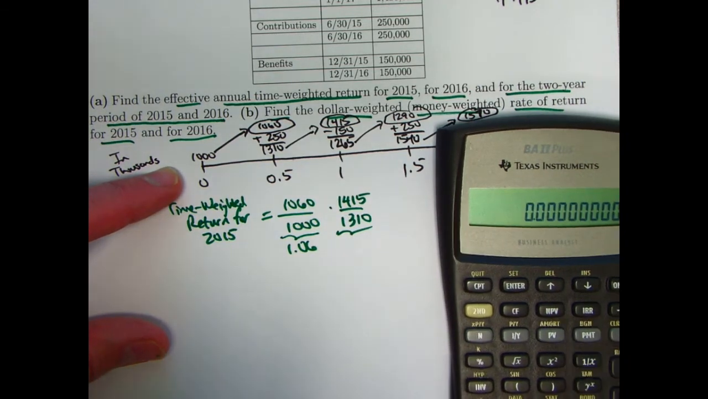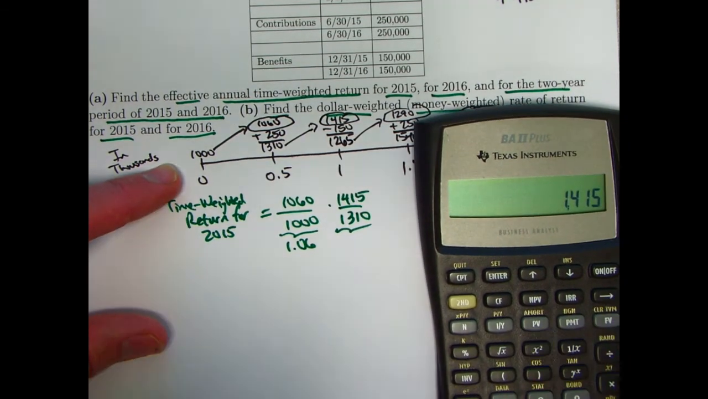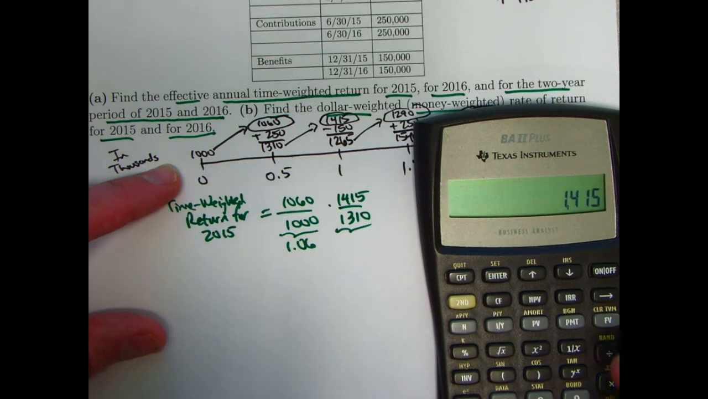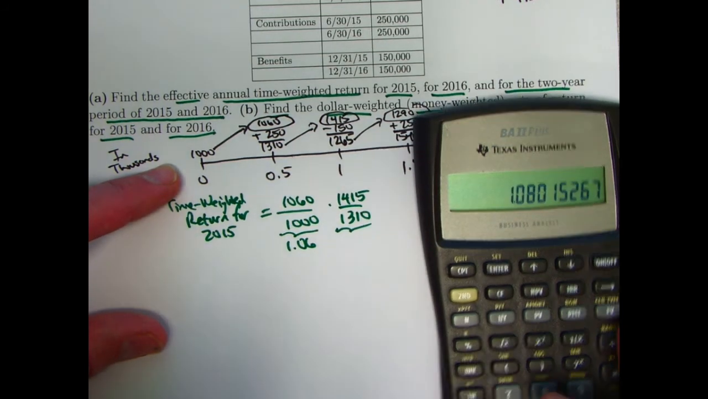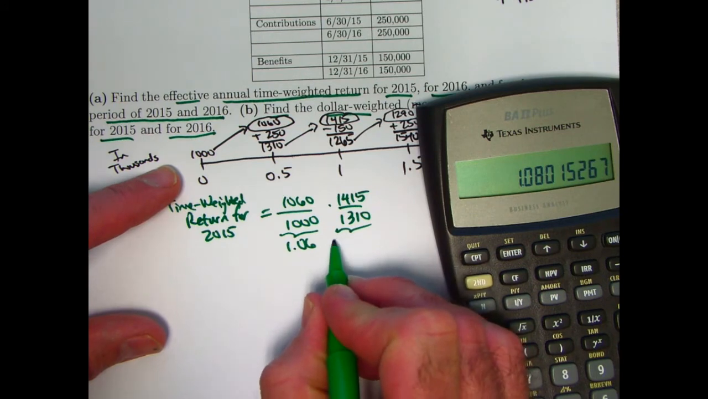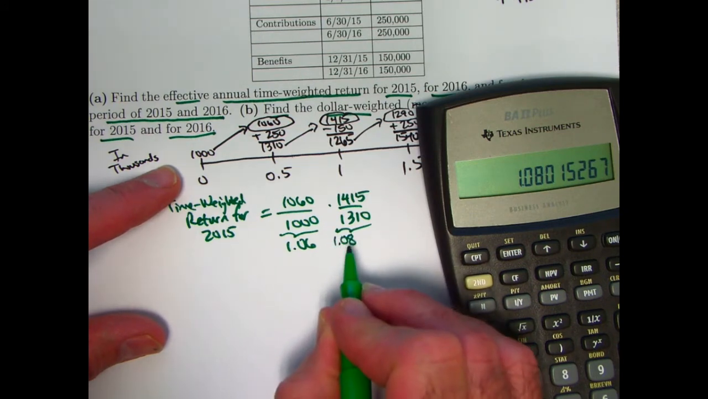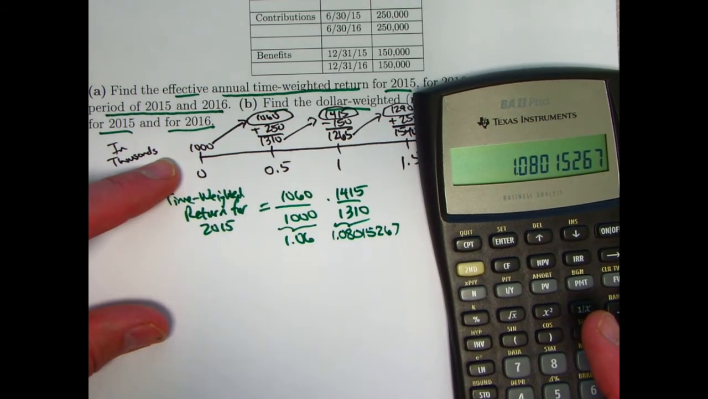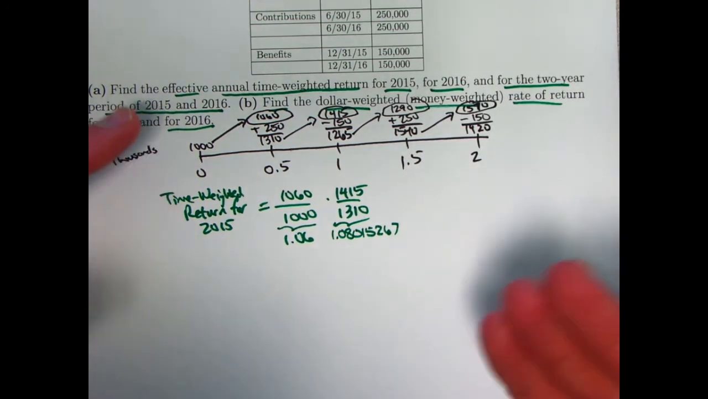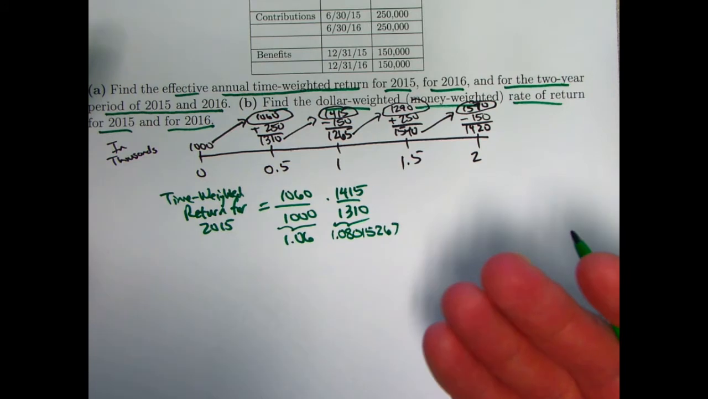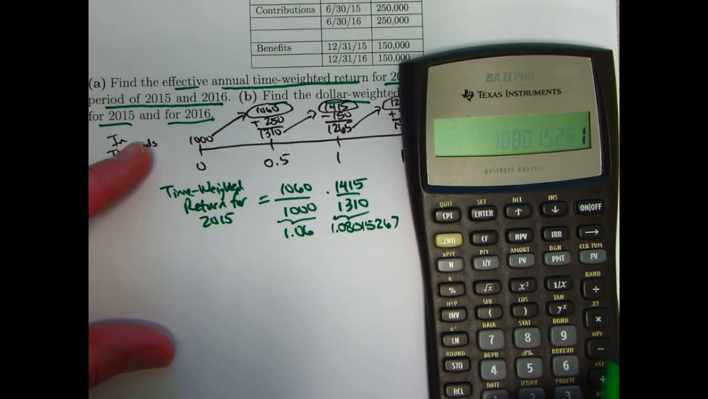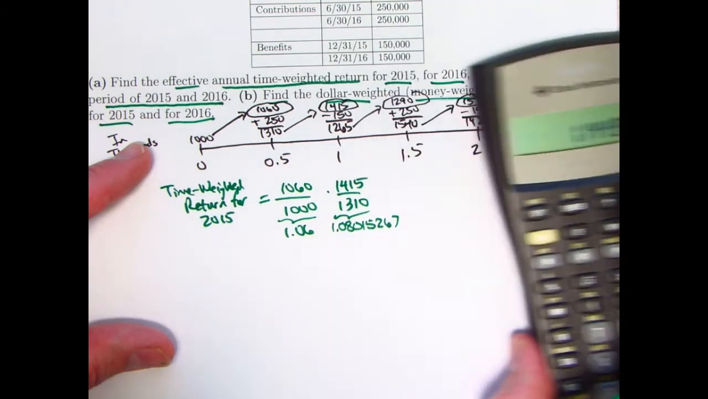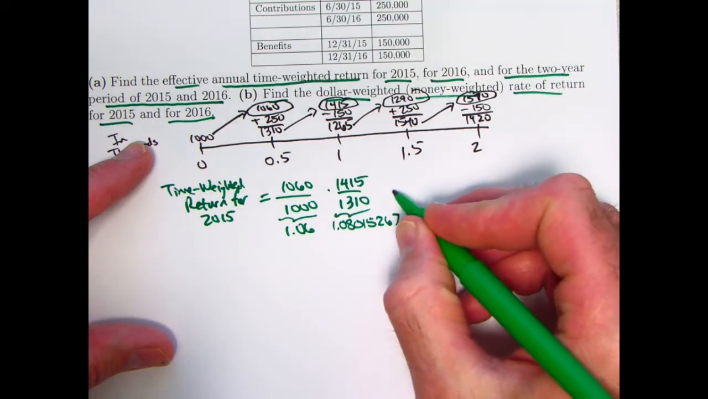Let's go ahead and find that. 1415 divided by 1310 is about 1.08015. Let's go ahead and, as I usually do, carry all those decimal places, 0.15267, about 8.015% growth. And effectively, by multiplying these two things, you are finding the growth factor over the entire year. Multiply that times 1.06, it's about 14.5% growth over the entire year. And that is what the time-weighted return for 2015 is going to be.